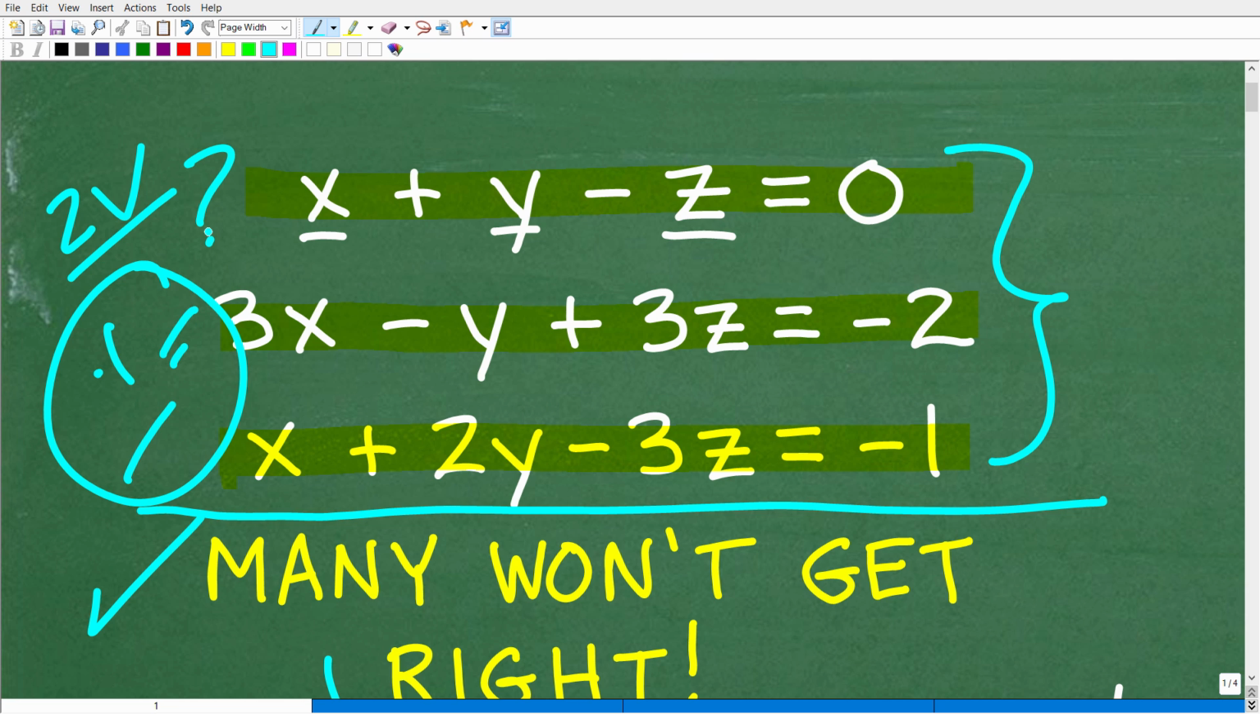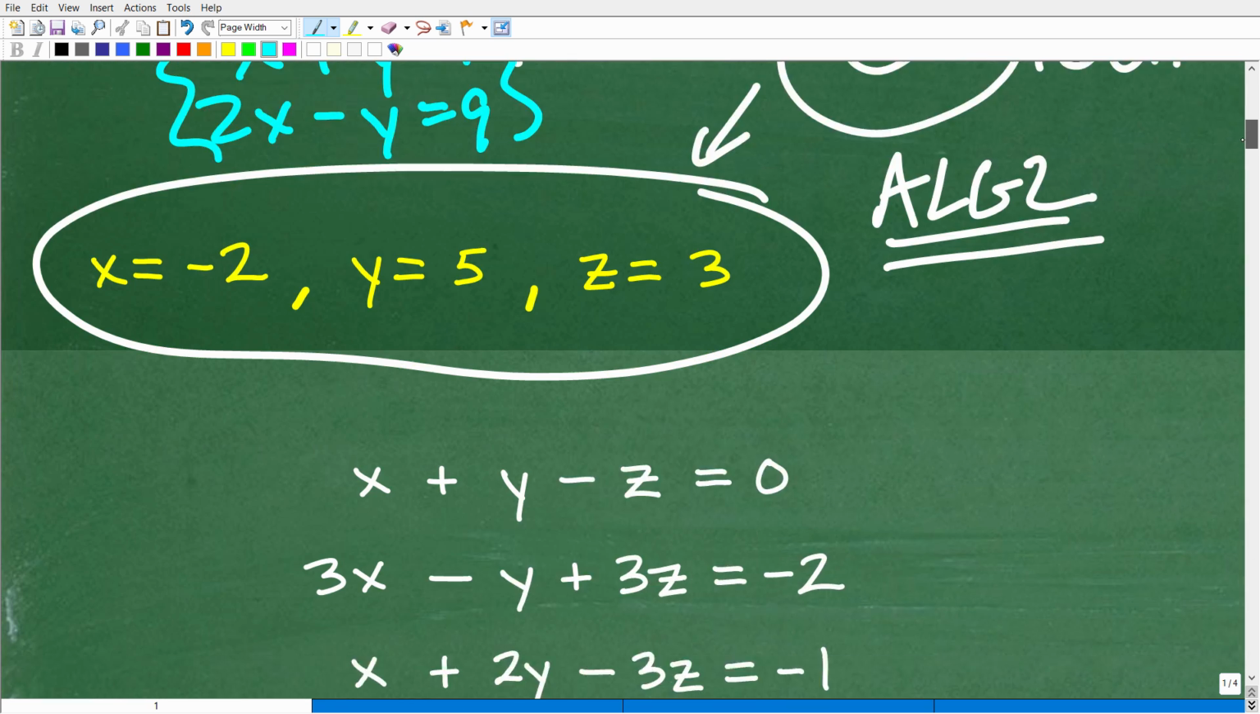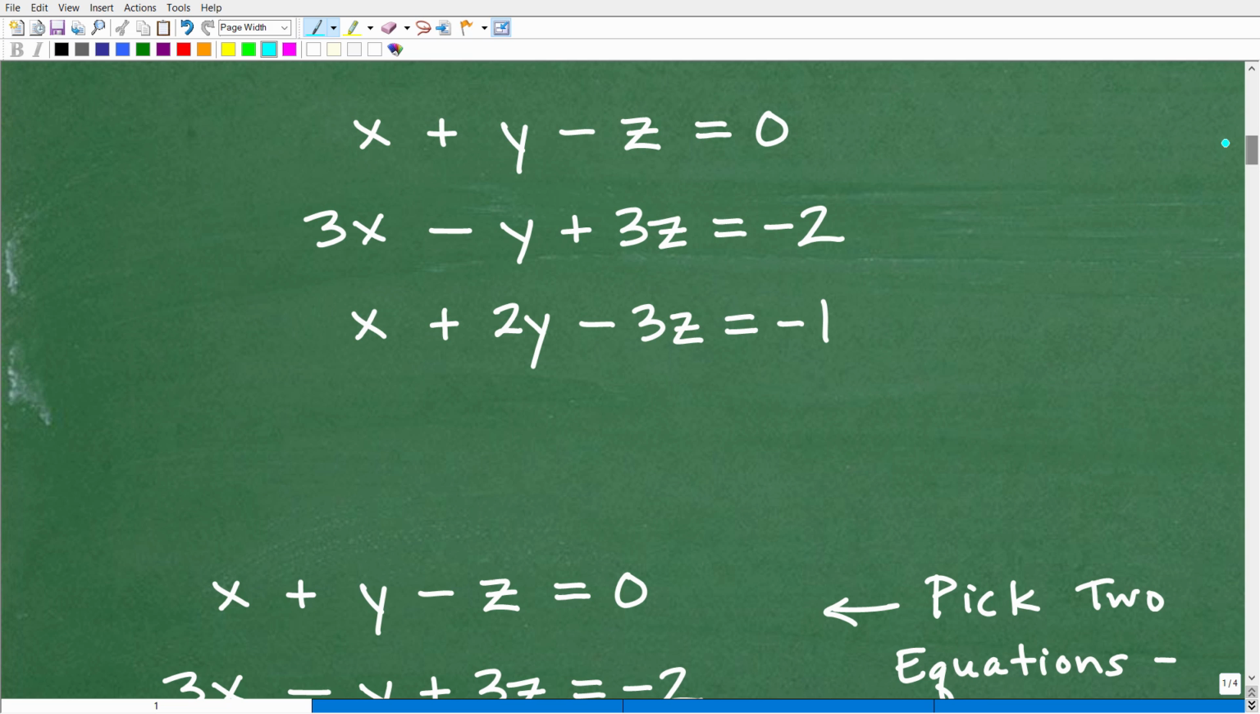Systems of non-linear equations, I don't even understand these types. Anyways, systems is a huge topic, and let's go ahead and get into it. I have a lot to cover, and I'm just going to state right up front.